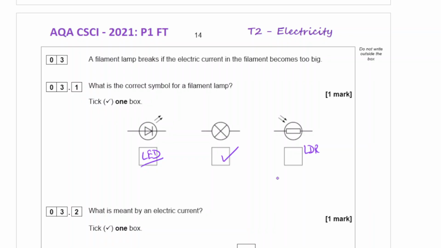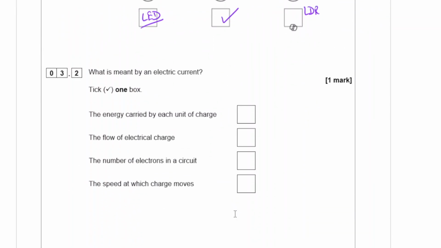What is meant by an electric current? Current, the energy carried by each unit of charge. Now that would be incorrect. The flow of electrical charge is actually the current.